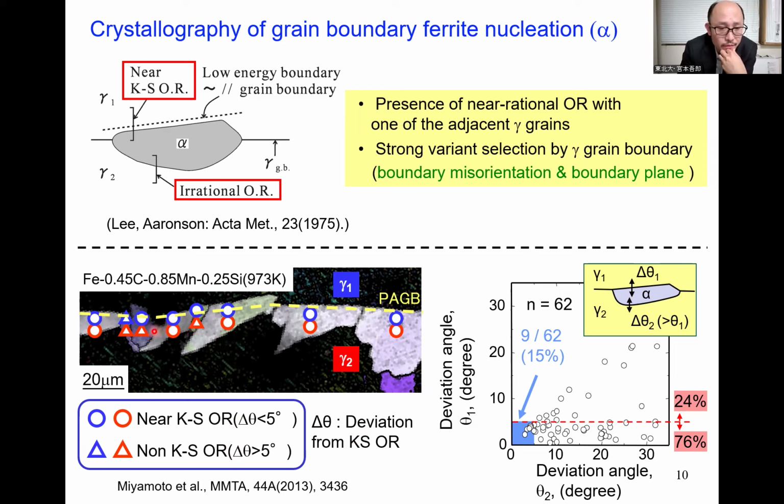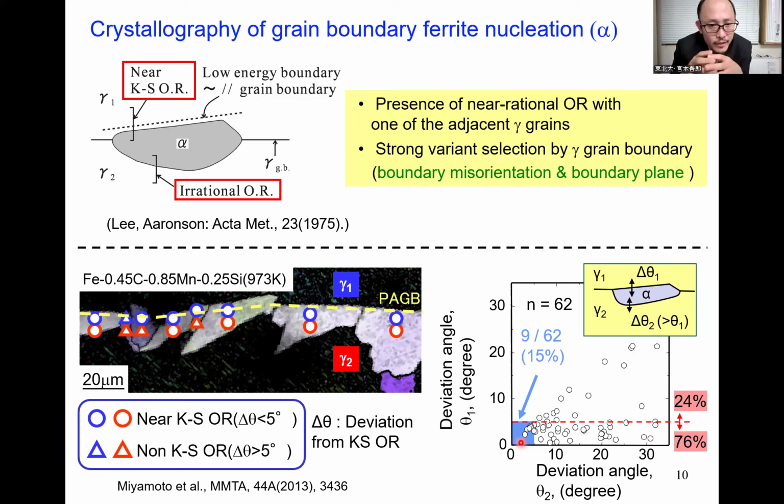So a part of grain boundary ferrite holds the near case orientation relationship with one side, and the other side is non-case. And this ferrite is growing into the non-case side. So this is the statistics of the analysis. About 3/4 of grain boundary ferrite satisfy case orientation relationship with at least one side of austenite. And a part of grain boundary ferrite satisfy the case orientation relationship with both sides.